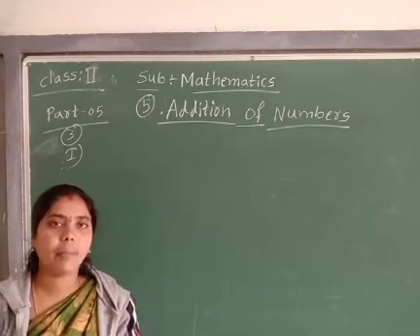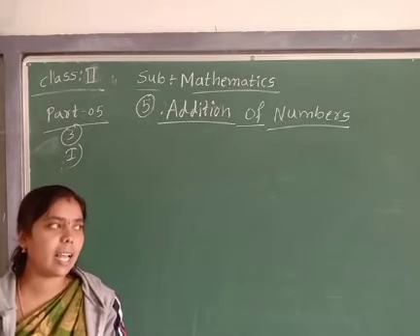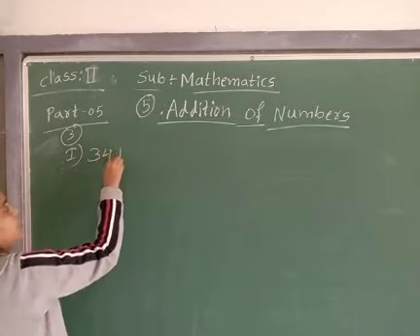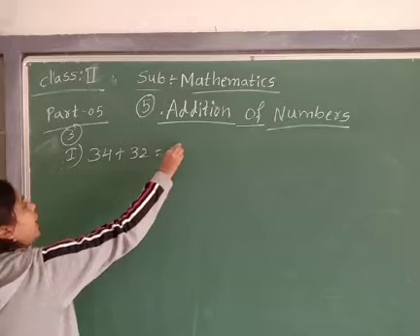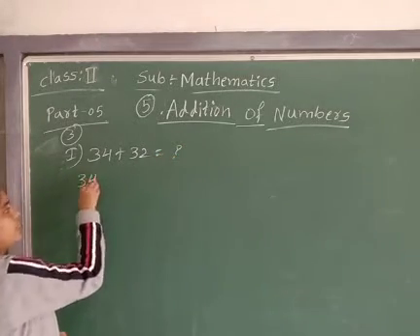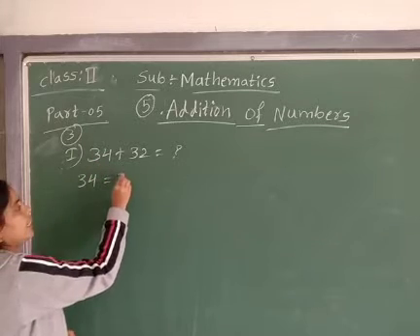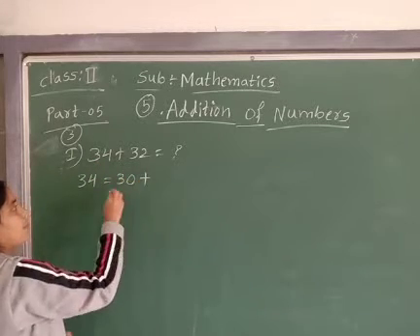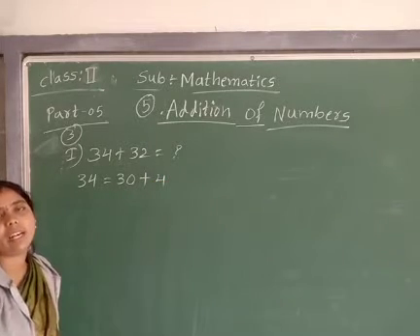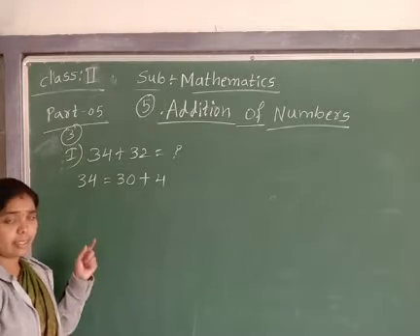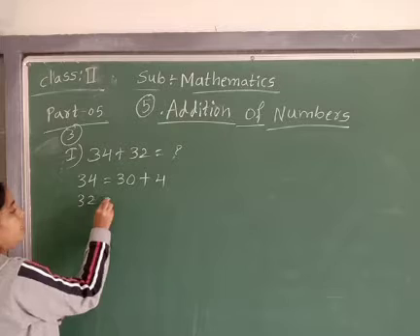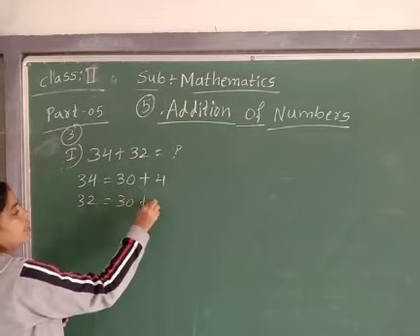Add the following pairs of numbers. In the previous class we already learned 34 plus 32. Here we have 34 and 32. In which way will we add, children? First of all we write the first number, 34. So 3 tens means 30, plus 4 ones. Write it like this, a very easy way I am explaining for addition. Next, 32. 32 means 30 plus 2.